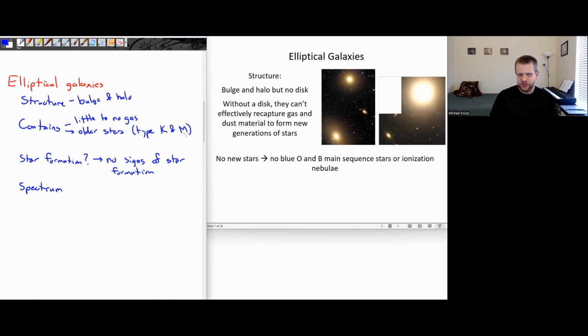These type K and M stars, think for a second, when we talked about those type K and M main sequence stars, what were some of their properties? So pause it for a moment and see if you can think of some of the properties of those K and M main sequence stars. Things like what their temperatures are, what their colors would be, what spectral features they would show, things like that.